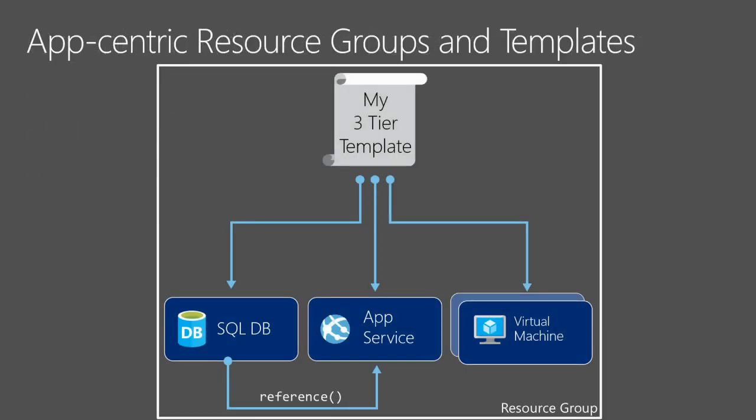So let's talk about a few different ways that you can use resource groups. The first thing is, let's assume for a moment you have a 3-tier application template. This application has a database for data persistence. It has an app service or a website for hosting the web tier of your application. And then it has a virtual machine tier for, let's say, caching or middleware or something like that. Well, in this example, we're using an application-centric resource group and an application-centric template, okay?